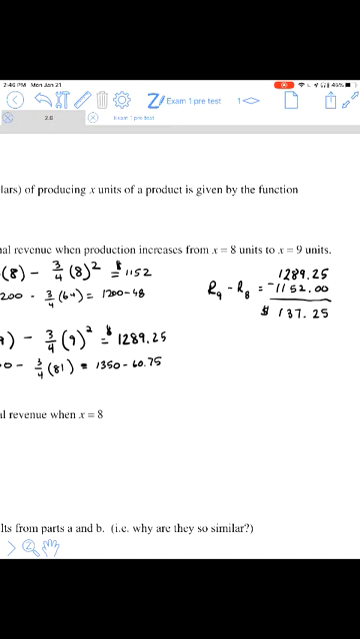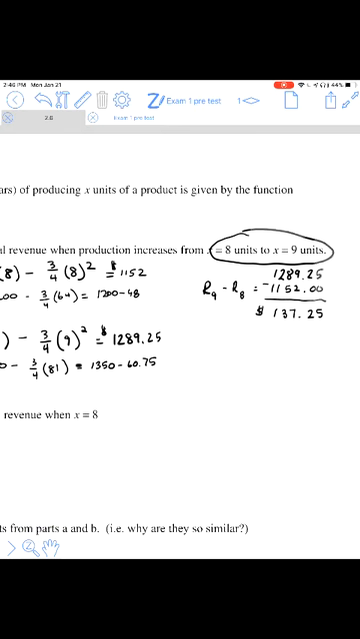A marginal revenue, again, is a rate of change because it's a first derivative. The rate of change is in terms of dollars per unit, per 1 unit. And since we're talking about a 1 unit increase here, the marginal revenue at 8 units should be a very close approximation to the actual change in revenue.